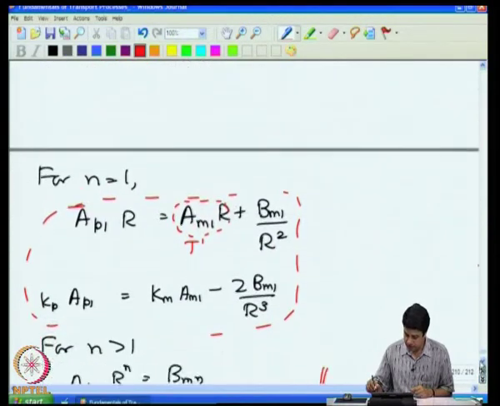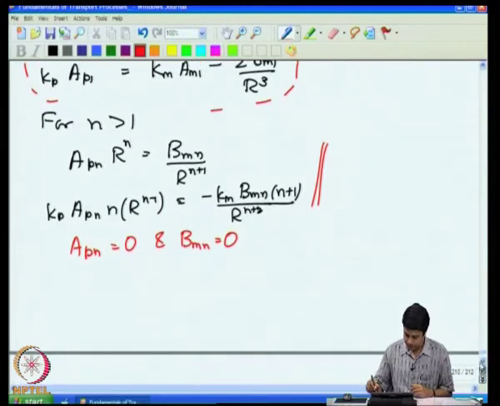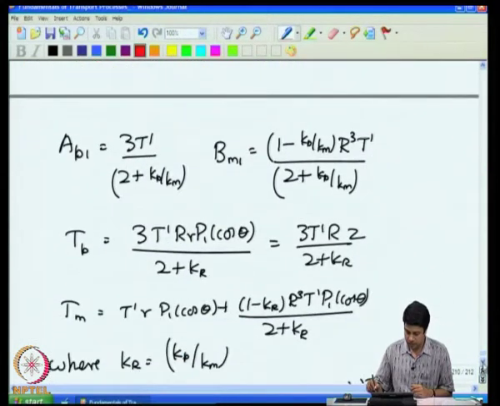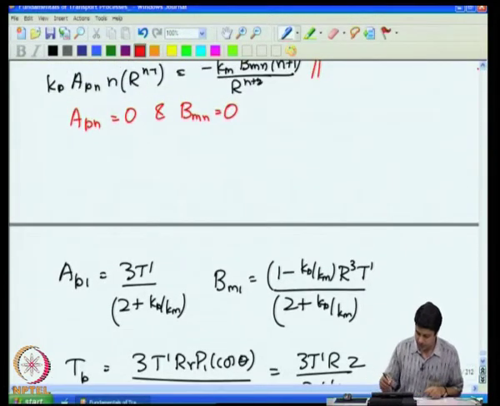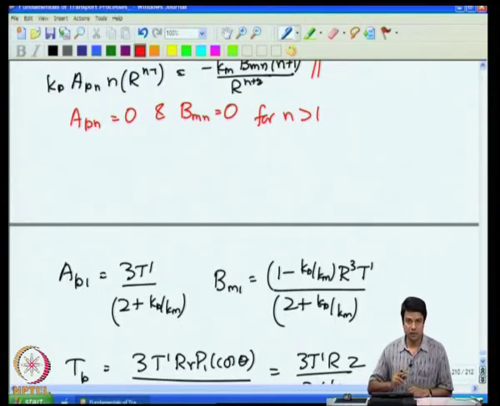And we saw that from the orthogonality relations. We saw from the orthogonality relations that for n equal to 1, a p 1 and b m 1 were non-zero. For all other values, a m n and b m n are equal to 0 for n greater than 1. So, I got only one spherical harmonic solution whose coefficient was non-zero, from the orthogonality relations.